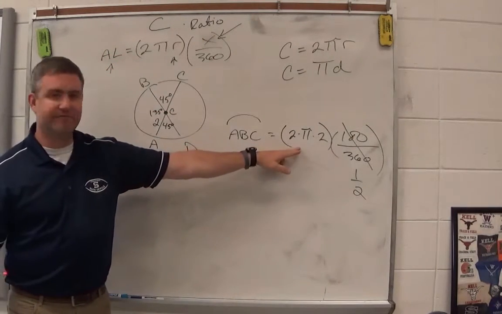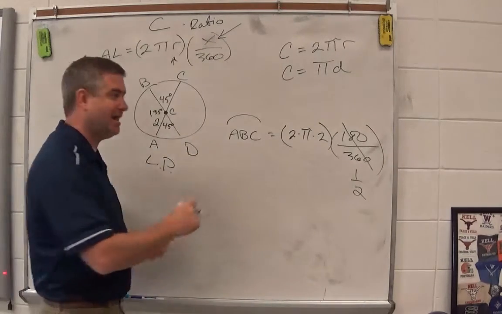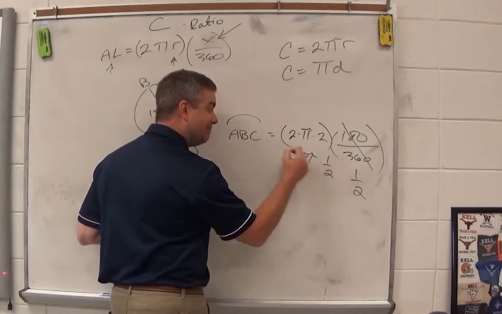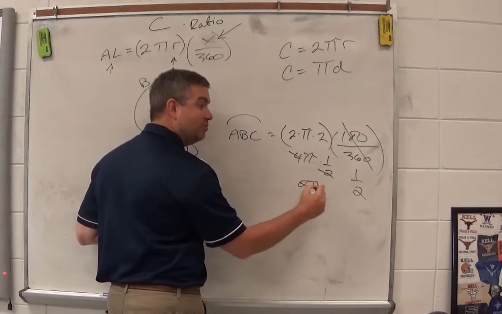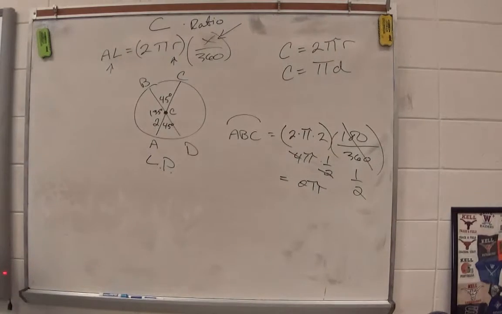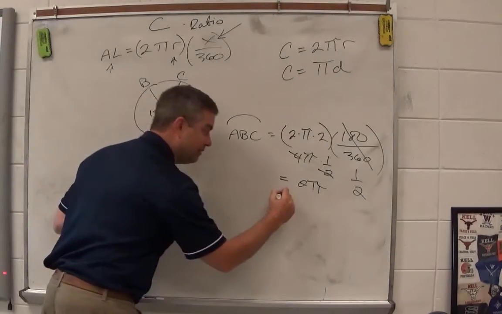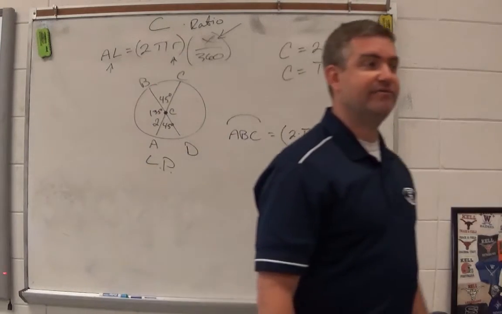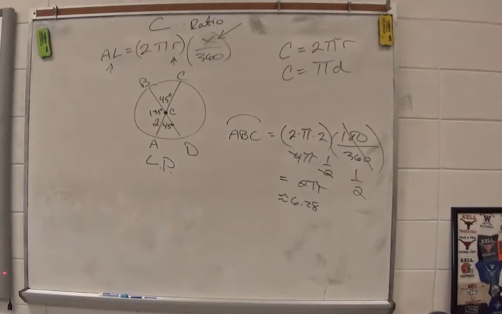So we find the circumference is 4 pi and we take half of that, right? 2 times 2 is 4. 4 pi times a half, these cancel and I just get 2 pi. That's my exact answer for the arc length of ABC. Rounded like money, you get 6 point what? 2.8. 6.28. Okay, very good. Questions? Are we good on arc length? Okay, now what am I going to do?